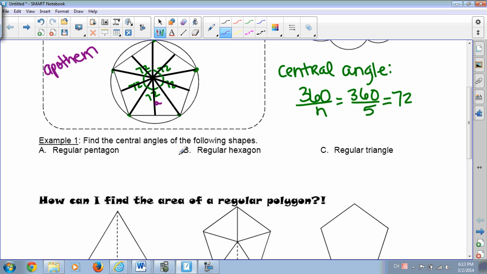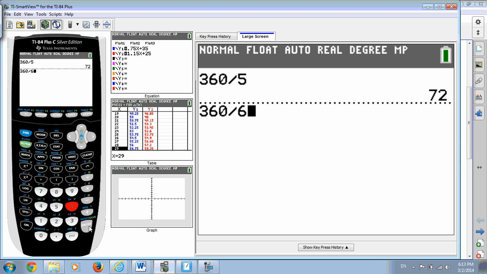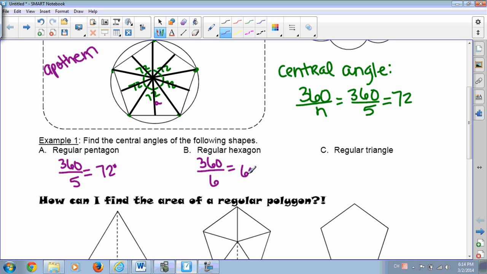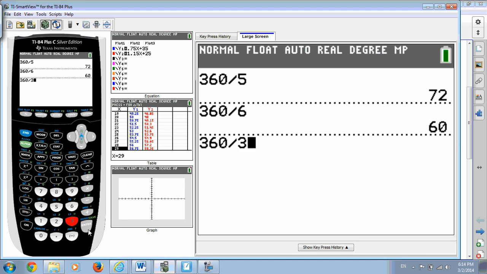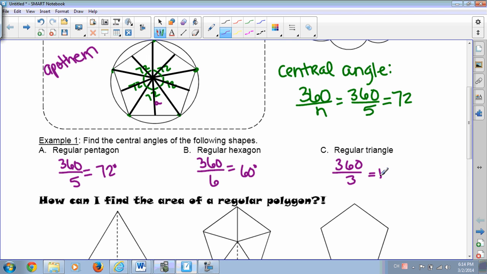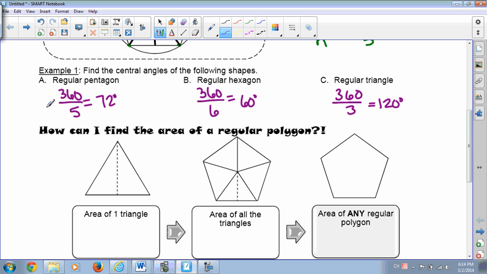Okay, find the central angle of the following shapes. Regular pentagon. Actually, we just did that. 360 divided by 5, and your central angle is 72. Okay, regular hexagon. Remember the central angle, 360 degrees all the way around, so we have to cut it by how many sides there are. A hexagon has 6 sides. So 360 divided by 6 is 60. Okay. And the central angle of a regular triangle. Triangle has 3 sides. So 360 divided by 3 is 120 degrees. The central angle of a triangle is 120 degrees. Okay, really important that we know how to find the central angle. It's just 360 divided by the number of sides.